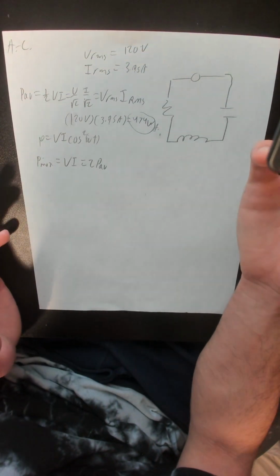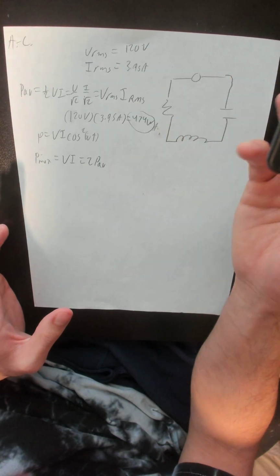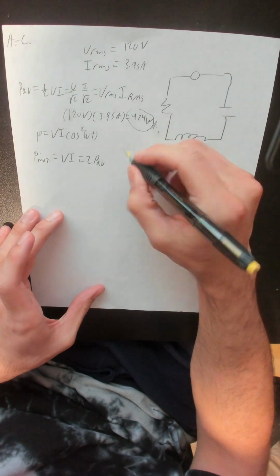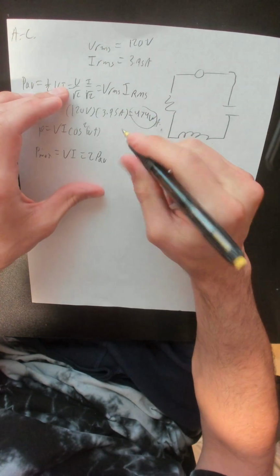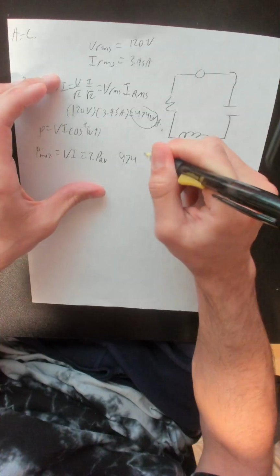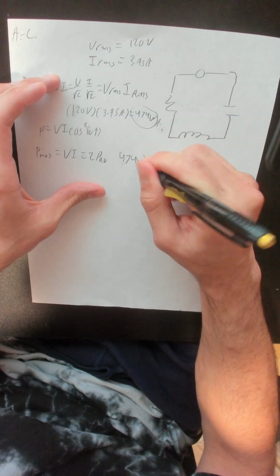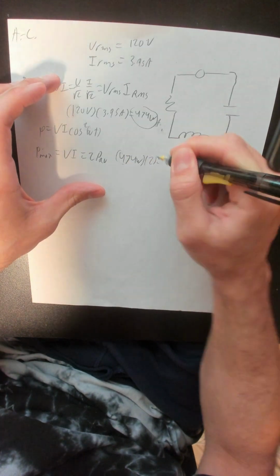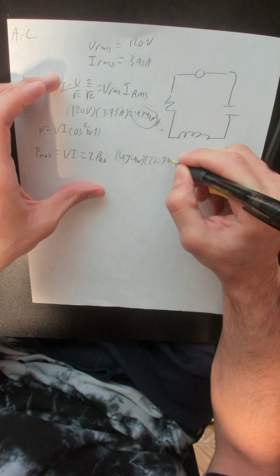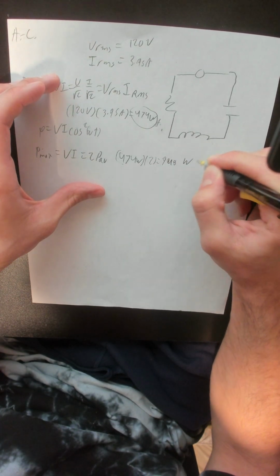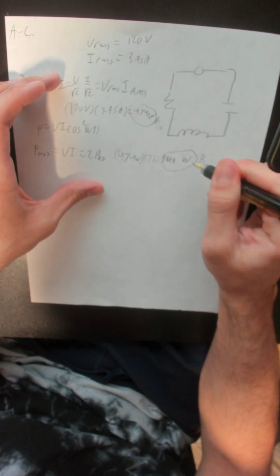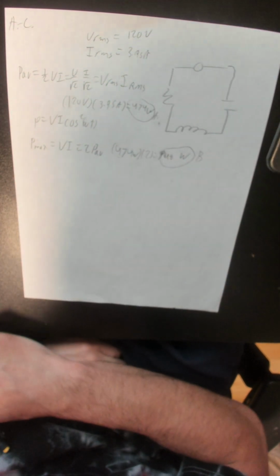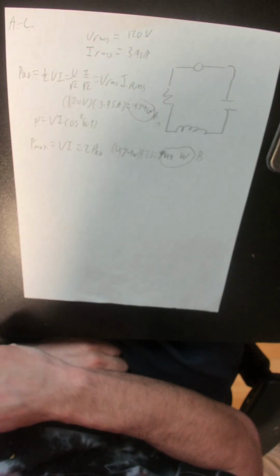So all we really have to do is multiply our average power of 474 watts times 2, which is equal to 948 watts, for part B.